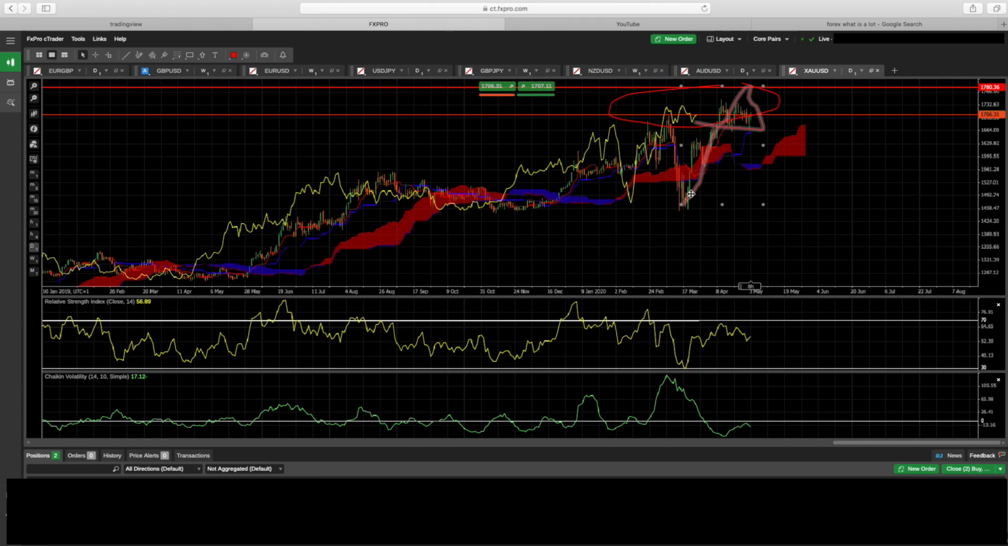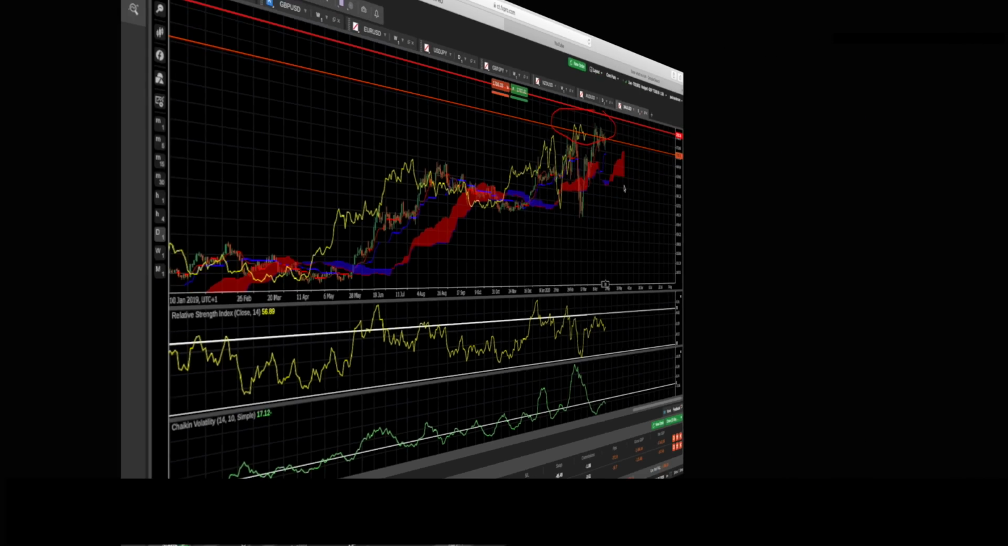But we're not paying too much focus on that at the moment. We're just going to wait for this level to be tested and then go back in to see what we need to do. All right, guys, so there you have it.